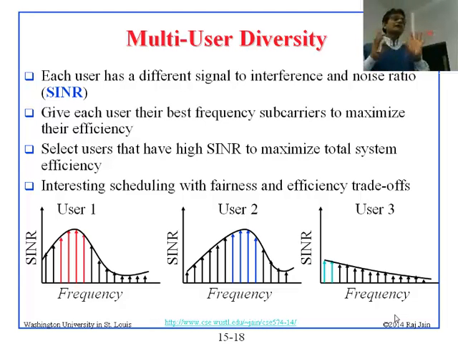So then there are lots of papers on scheduling. By the way, we also did a paper on scheduling. So that's a good top PhD thesis topic. And so basically there are lots of papers on that issue: scheduling, fairness, efficiency, trade-off, and all that. But basically the idea is that we give each user the best part of the spectrum that for them is best. Clear?